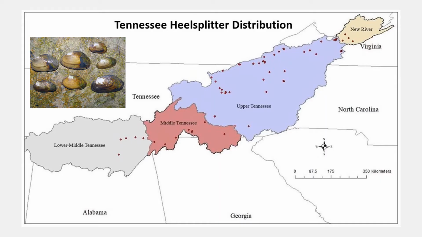It's restricted to the Tennessee River and New River drainages in the southeast, and it also seems to more or less be restricted to the Ridge and Valley ecoregion. So in the Tennessee system, it goes down as far upstream as the Paint Rock River drainage.